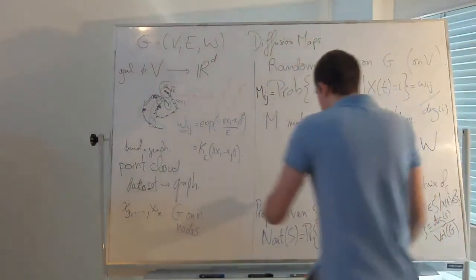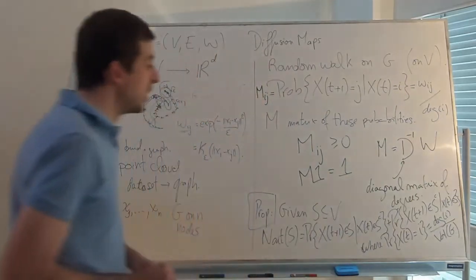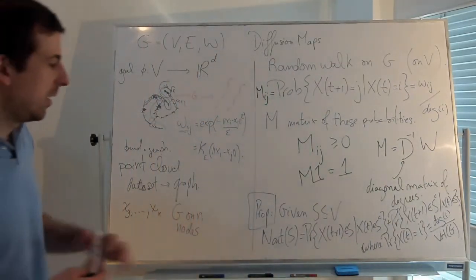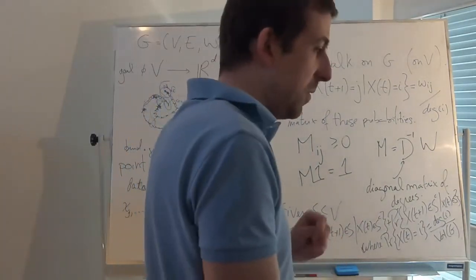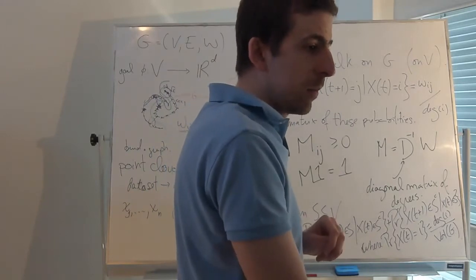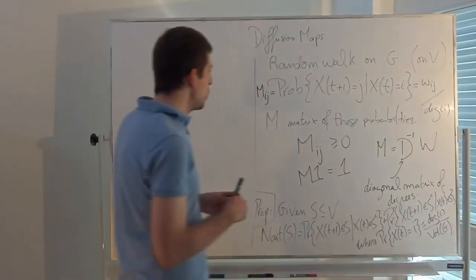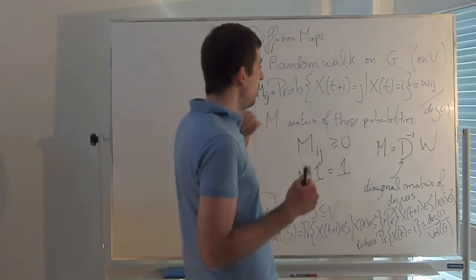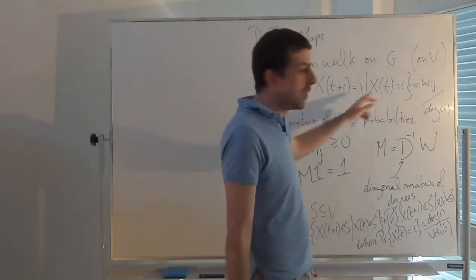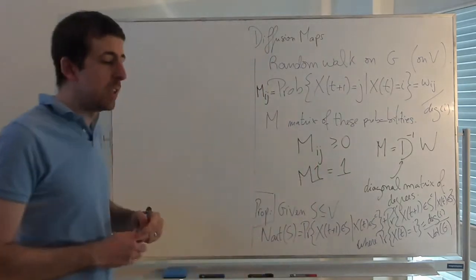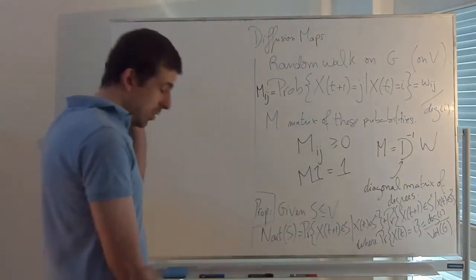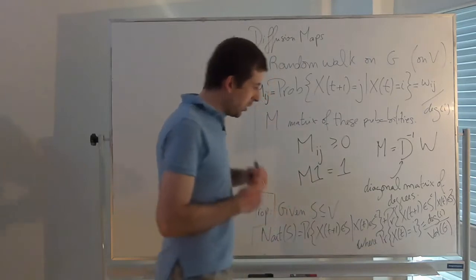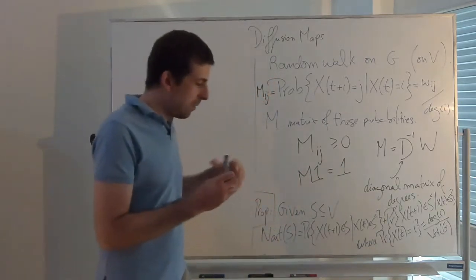This is a very nice connection between the normalized cut and this random walk that we just defined. M is what's called the matrix of transition probabilities. So M tells you the probability of transitioning from i to j. That's what the entry M_ij tells you. Now, it's not hard to see, if you've seen some Markov chains before, you know that.